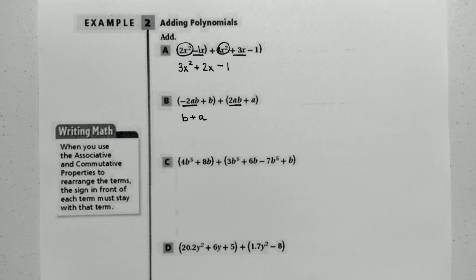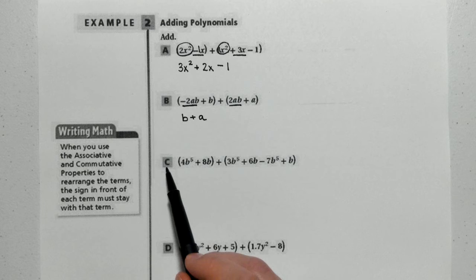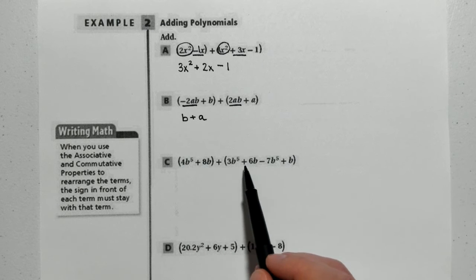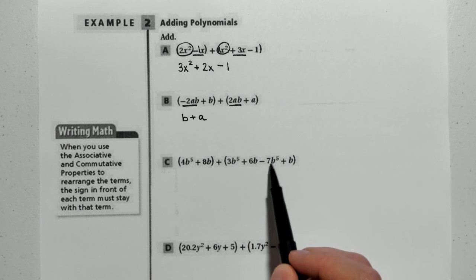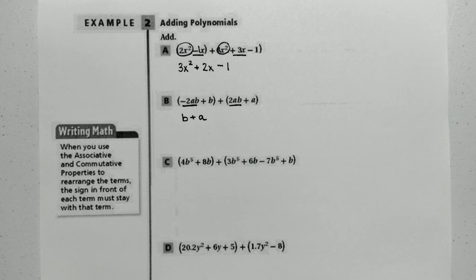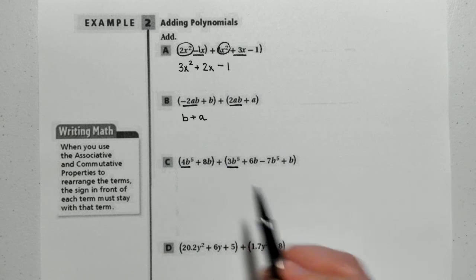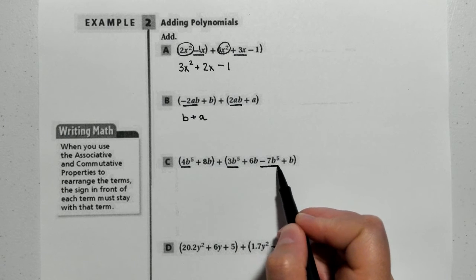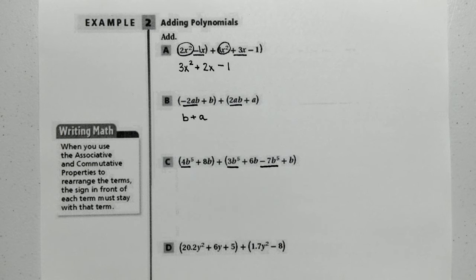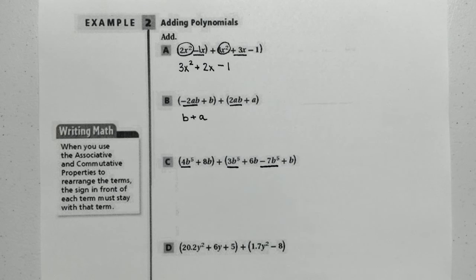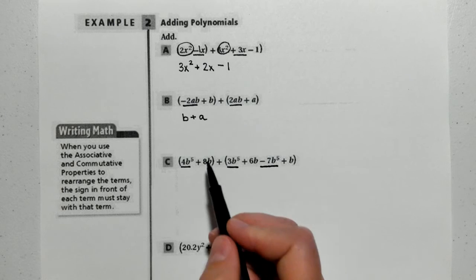In C, I have 4b to the 5th plus 8b plus 3b to the 5th plus 6b minus 7b to the 5th plus b. 4b to the 5th, 3b to the 5th, and minus 7b to the 5th are all like terms. 4 plus 3 is 7, minus 7 gives you 0. Okay, so 0b to the 5th is just 0 when you combine those like terms.